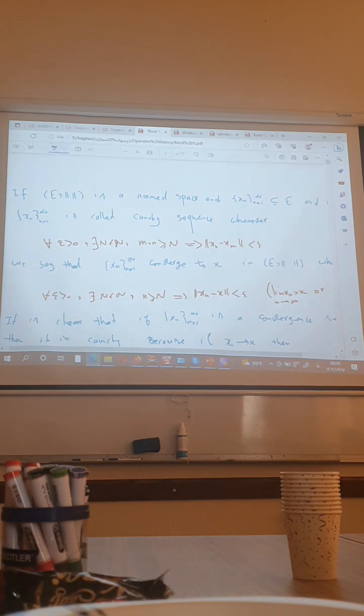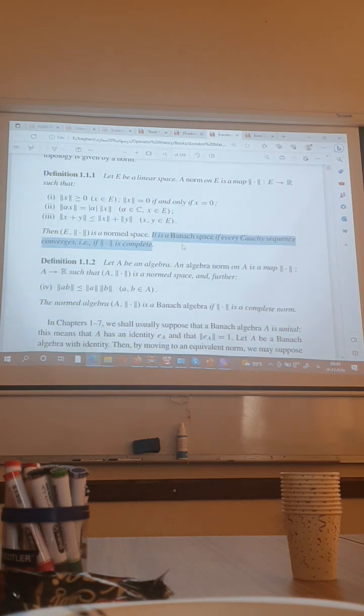Now we see this definition. If every Cauchy sequence is a convergent sequence, we say that this normed space is complete, or a Banach space. We say that this normed space is complete, or a Banach space.